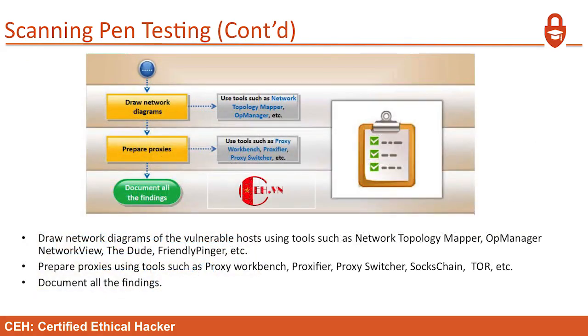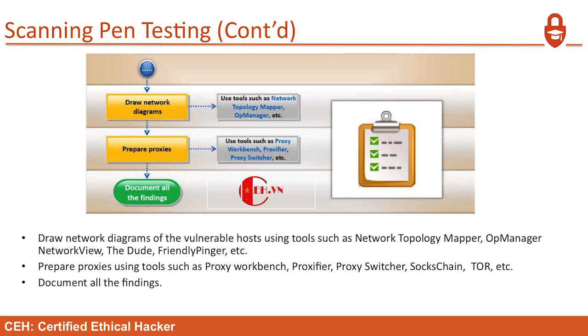So then we're going to draw network diagrams. We're going to use tools like Network Topology Mapper and OpManager. And then we're going to prepare proxies. We're going to use tools like Proxy Workbench, Proxifier, and Proxy Switcher. Again, there's a ton of them. You don't have to use these. And then we're going to document all of the findings. Remember, you do not document at the end. You do it along the way. Start building that document along the way, at least the raw output, so you have a trail of breadcrumbs in the event that you're accused of something.